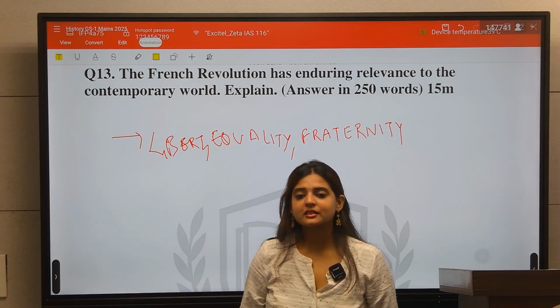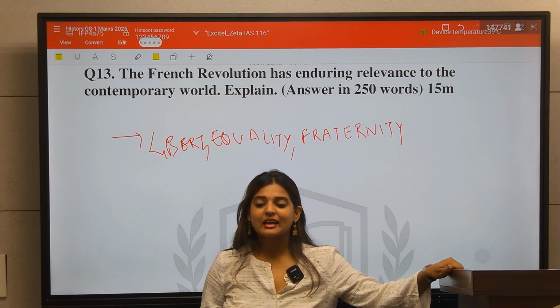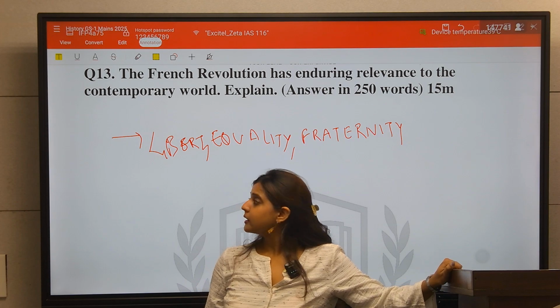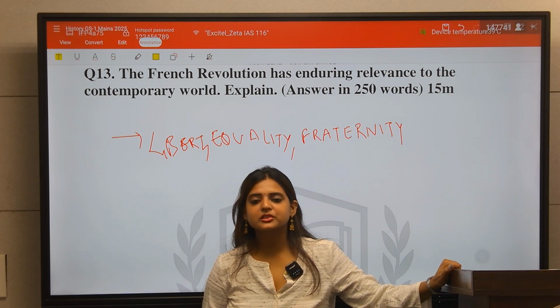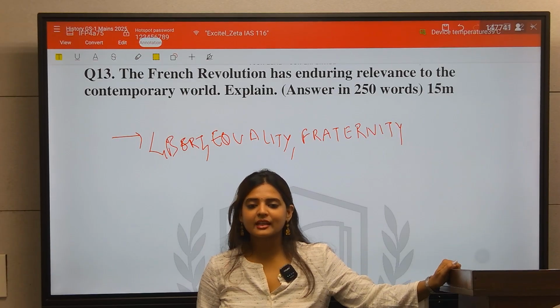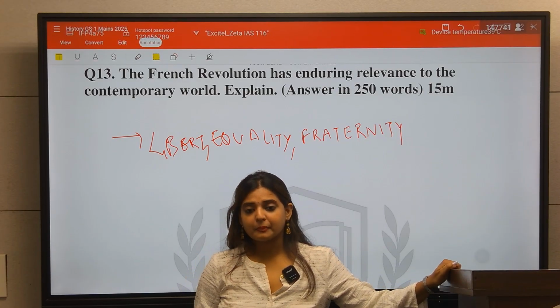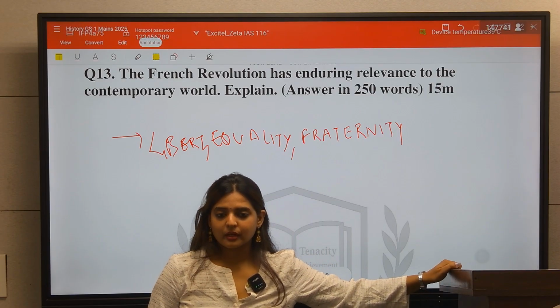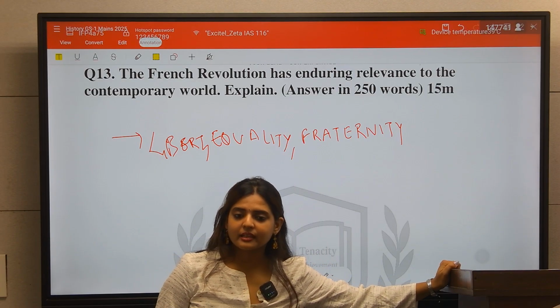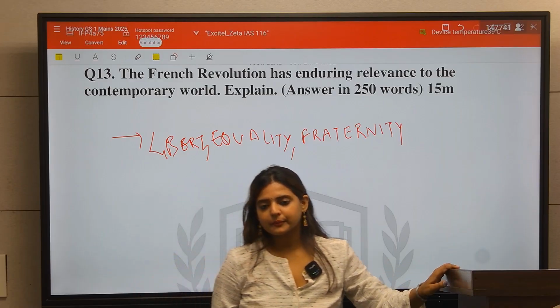All these principles are still relevant to human rights, justice, and democracy. So you can cite examples of the current situation of Israel, Palestine, Bangladesh, and apparently the situation of Nepal also, about democracy and all the rights. Okay.